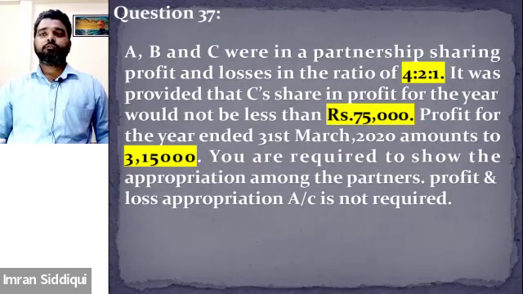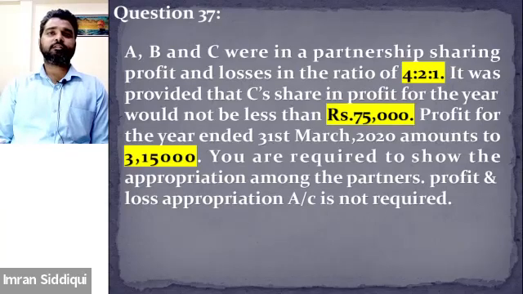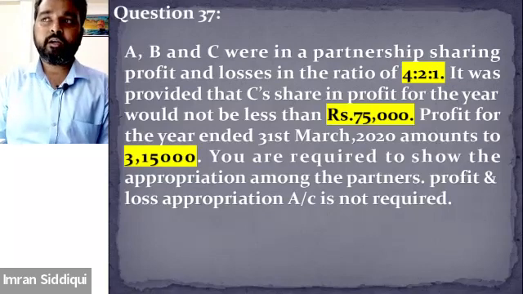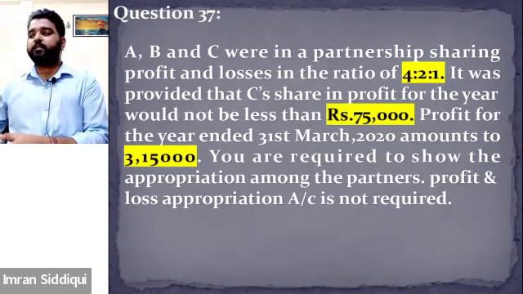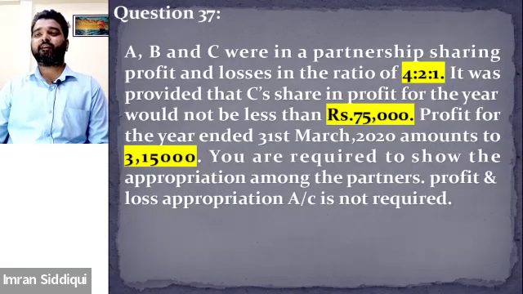All right. So see, question number 37 says, this question is also based on the guarantee of profit. A, B, and C were in a partnership sharing the profits and losses in the ratio of 4:2:1. It was provided that C's share in profit for the year would not be less than 75,000. Okay. So in this question, there are three partners, and these three partners are sharing the profits in the ratio of 4:2:1. And one of the partners, C, is given a guarantee of 75,000 of profit.